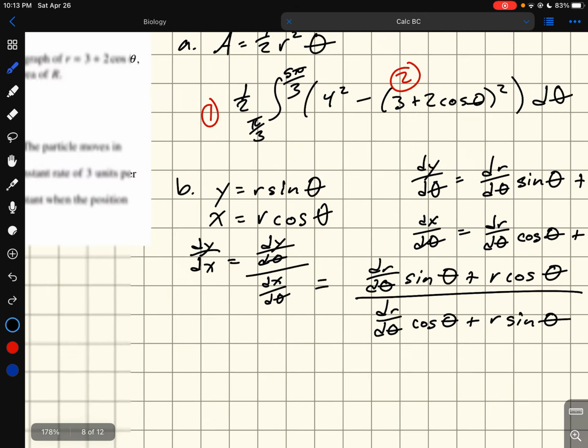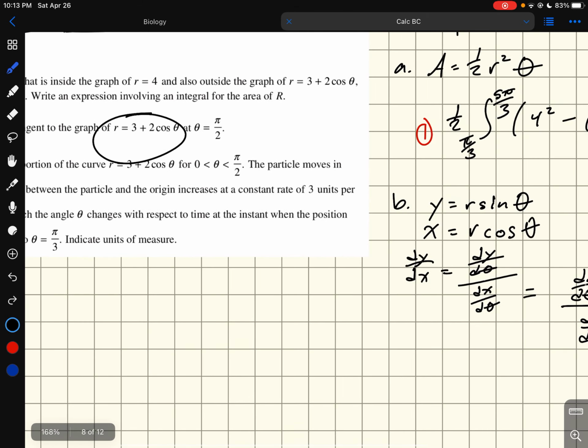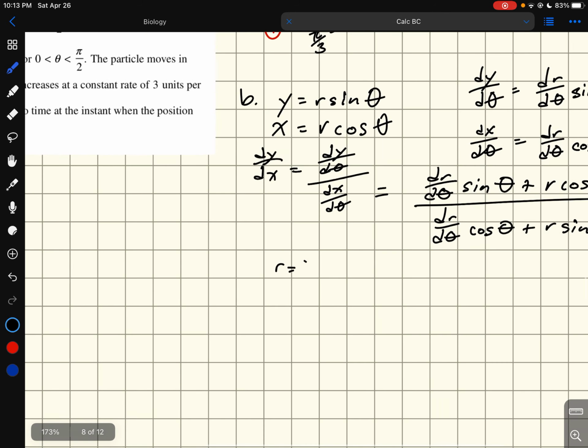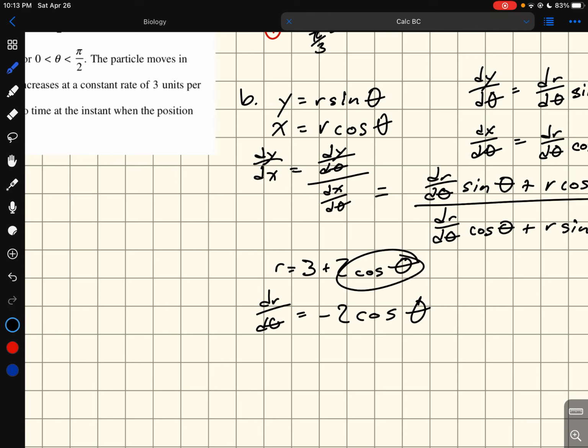Okay, now what we're missing, because we do have our theta, but we need to replace dr d theta with something. But they give us r, which is 3 plus 2 cosine theta. So r equals 3 plus 2 cosine theta. So dr d theta is just the derivative of this, which is negative 2 sine theta. So the 2 stays because it's a constant, and derivative of cosine theta is negative sine theta.